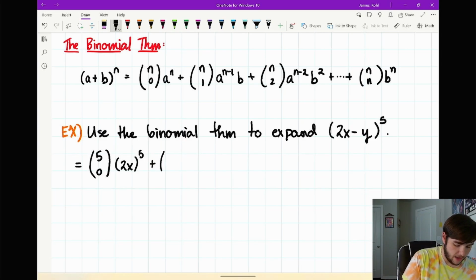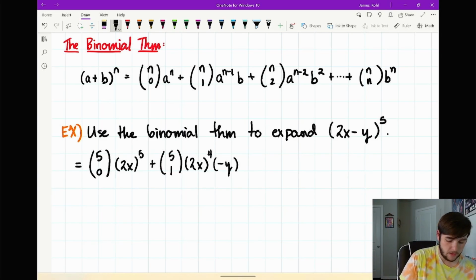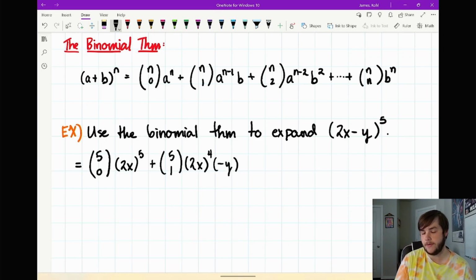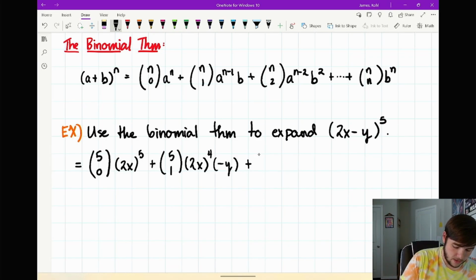Next, I add 1 to the bottom of my combination, subtract 1 from the power of the first guy, give 1 to the power of the next guy. Notice, in the formula, I've got a plus here, not a minus. So my b value is actually negative y. That's going to be important to keep track of your signs. Next term, give 1 to the combination, take 1 from a, give 1 to b.